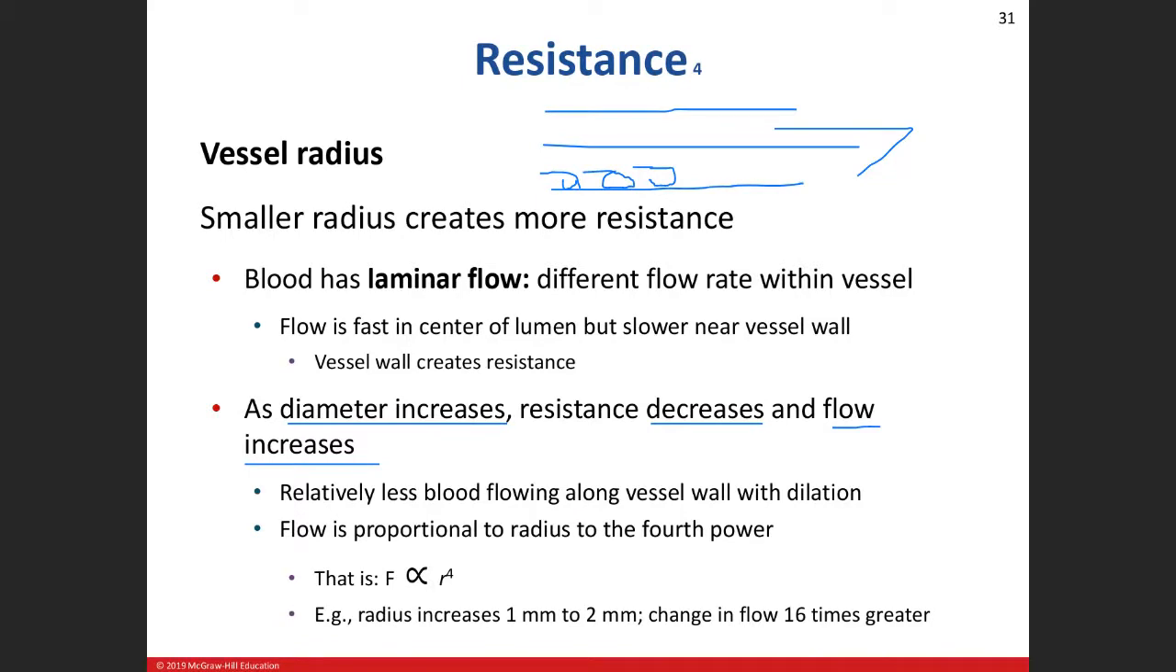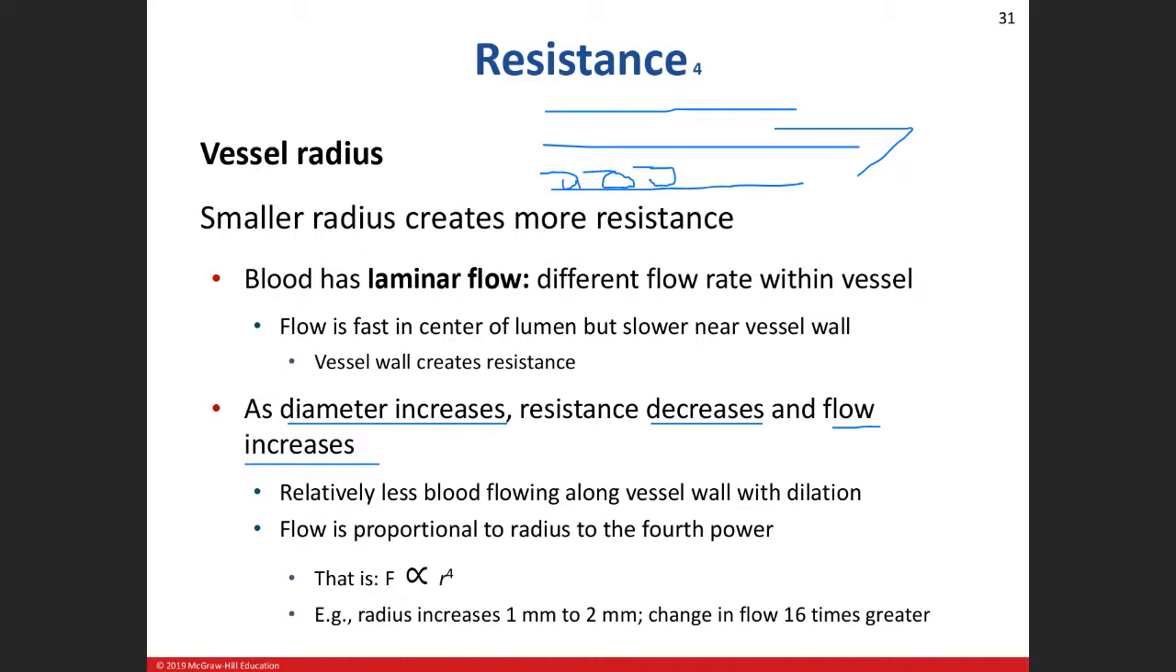Vasodilation, we're increasing the diameter, all right? That will increase the flow because there's less resistance. If we cause vasoconstriction, all right, and we make the diameter smaller, we're going to decrease the flow because we've increased the resistance. Okay?